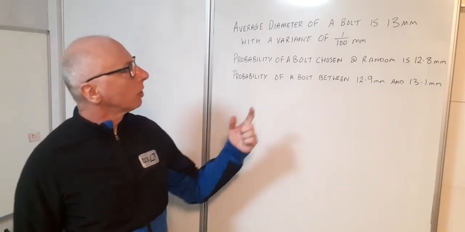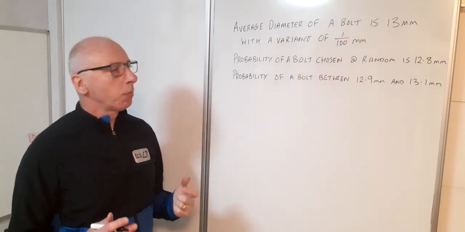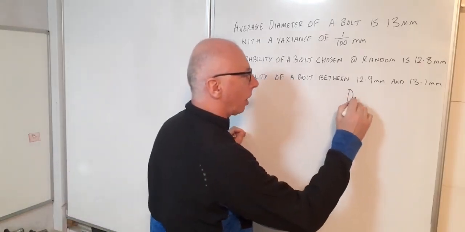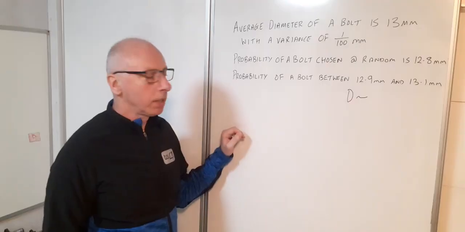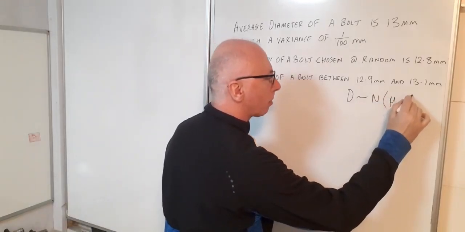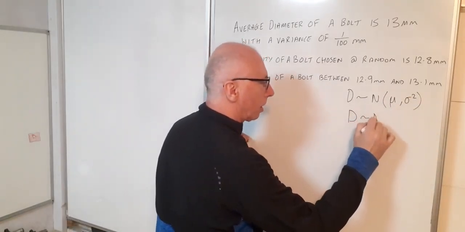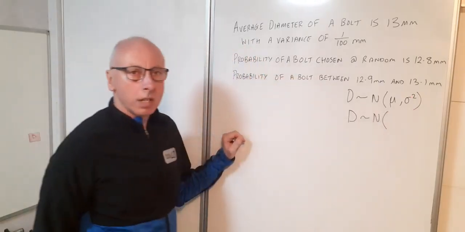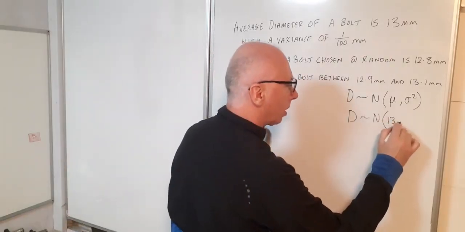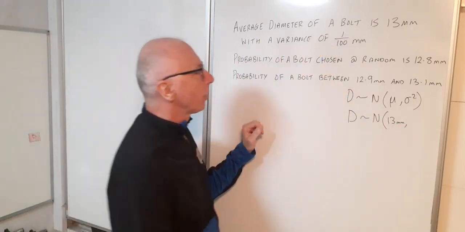So when we've got an average and a variance, we could say that these bolts here will follow the normal distribution. So if we say the diameter of a bolt is randomly distributed normally, and it's mu, comma, sigma squared, which is the variance. So therefore we could translate that as D is normally distributed, the mean, so the average bolt diameter is 13, so that's 13 millimeters. I'll write 13 millimeters there. And the variance is 1/100th of a millimeter.